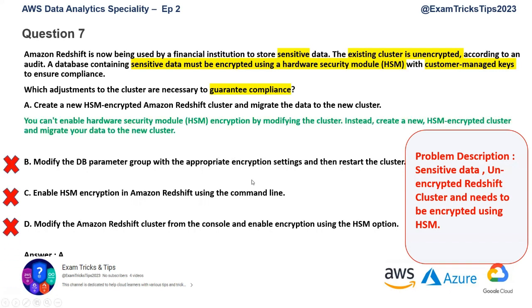B, C, D are wrong. You cannot do it the way they have said. You cannot just enable encryption on any of the existing clusters. You cannot modify a Redshift cluster and suddenly make it encrypted. So enabling encryption on an existing cluster by any means, which is what B, C, and D do, is incorrect. The correct answer is you need to create a new encrypted cluster, and then move data into that encrypted cluster. So the final answer for question 7 is option A. Let's move to the next question.